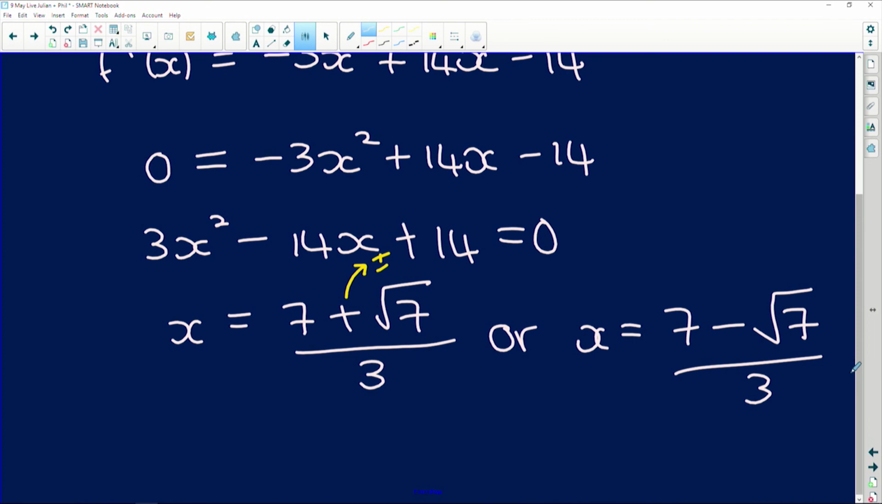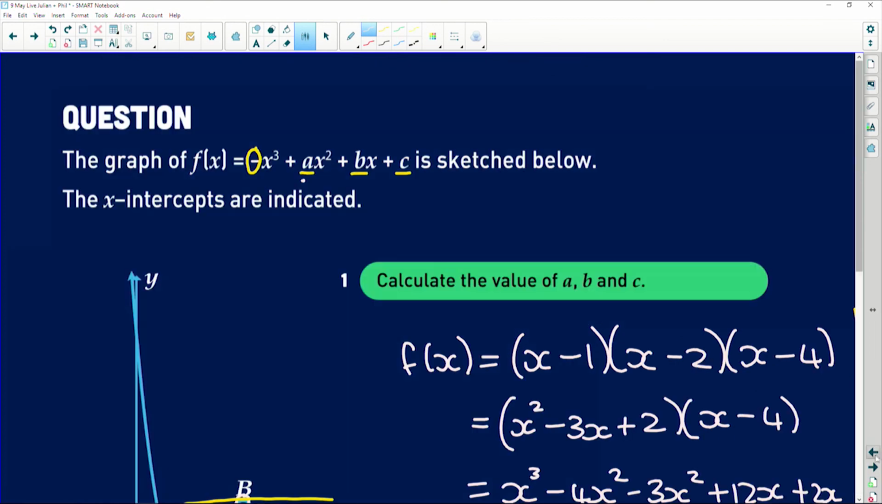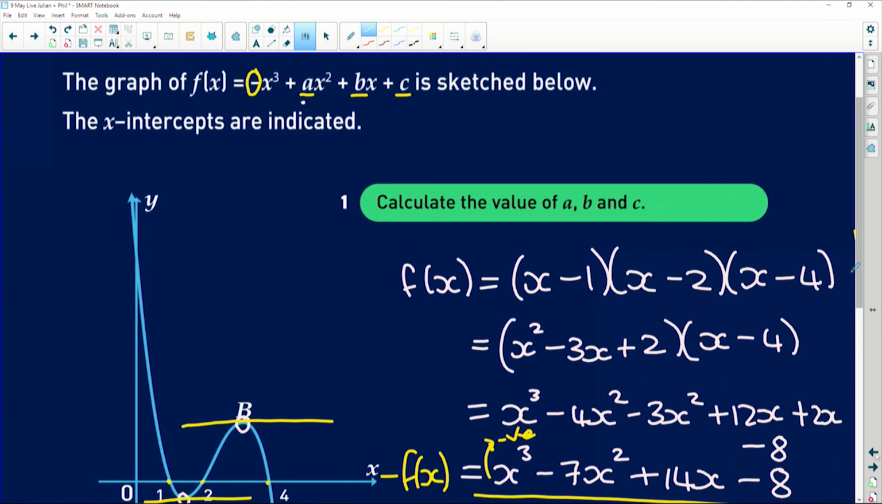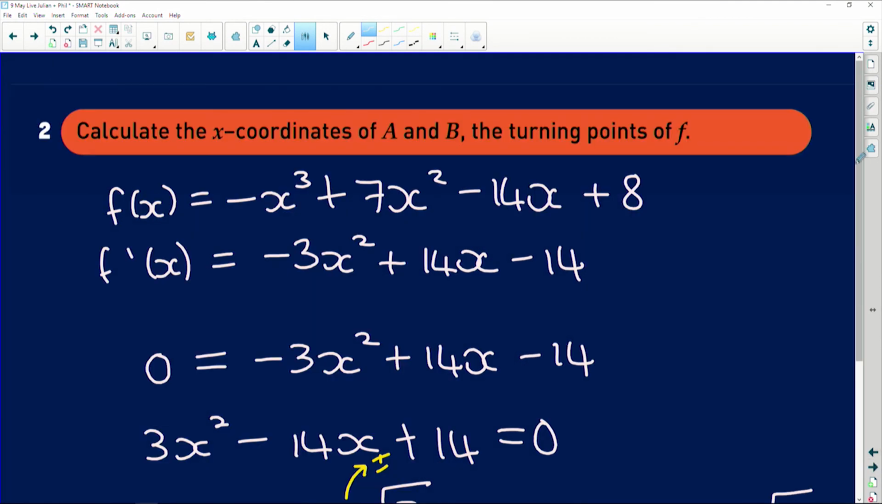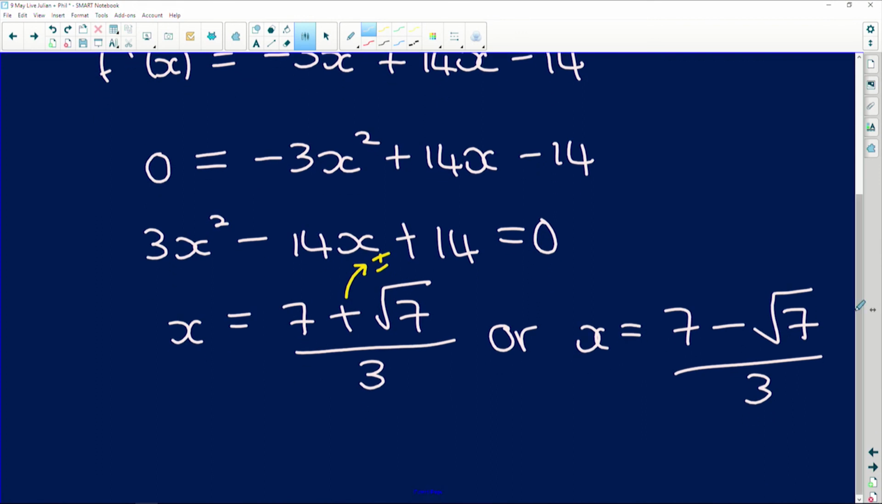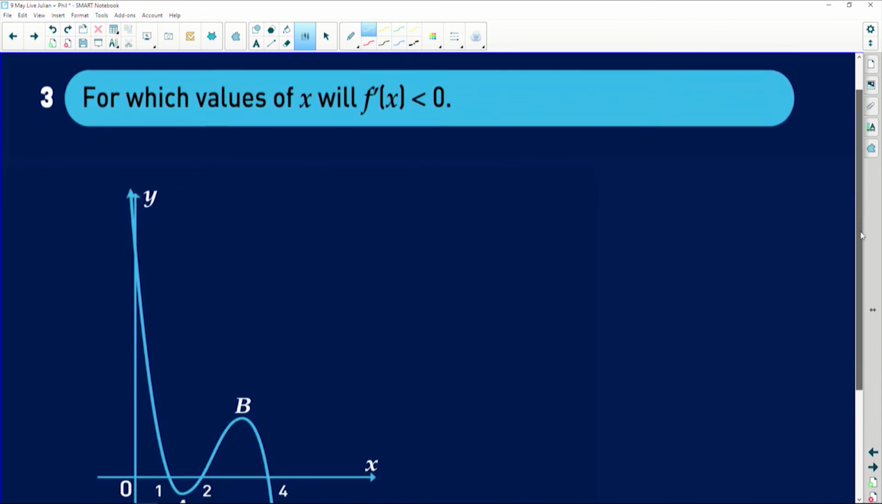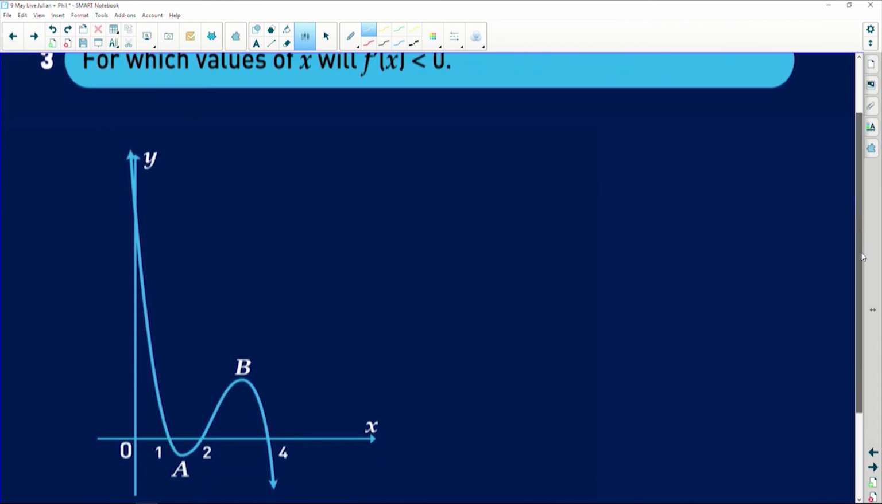Okay, so let's just go back and check our diagram quickly. A would be the smaller value and B the larger value. So over here, this would be B, and that would be A. Okay. Lastly, it says for which values of x will the first derivative be less than 0?